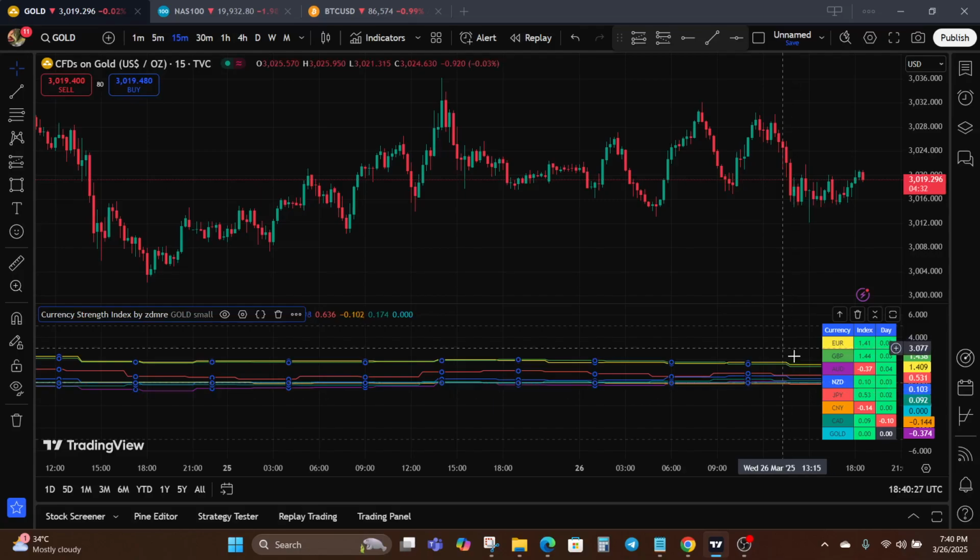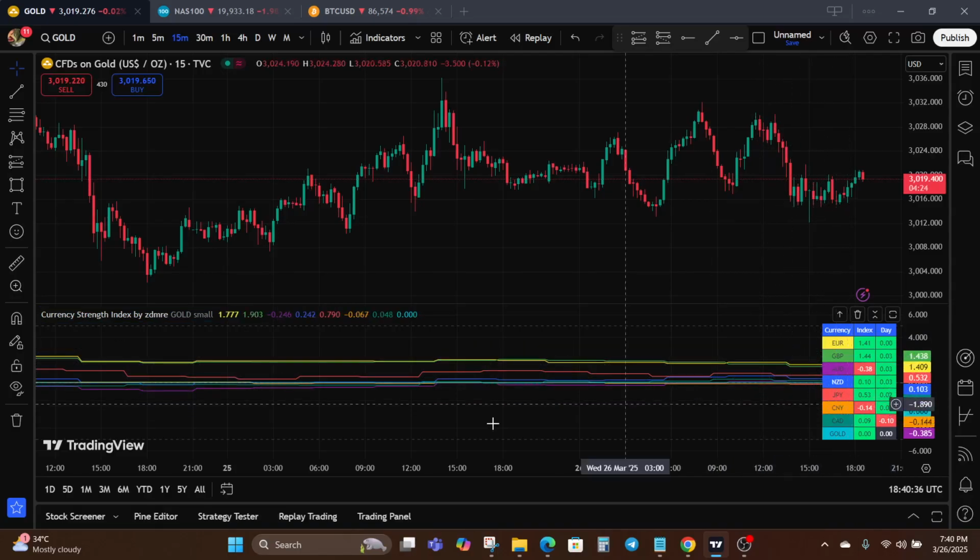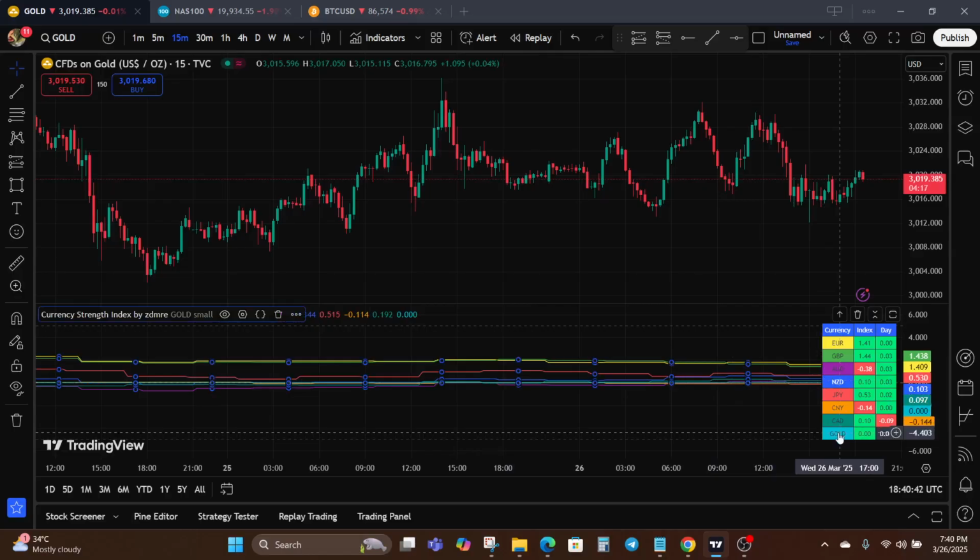So if you're using this particular indicator, perhaps there's an asset that you wanted to get information about, but it happens that the asset is not listed there. You can actually go and add the asset manually.